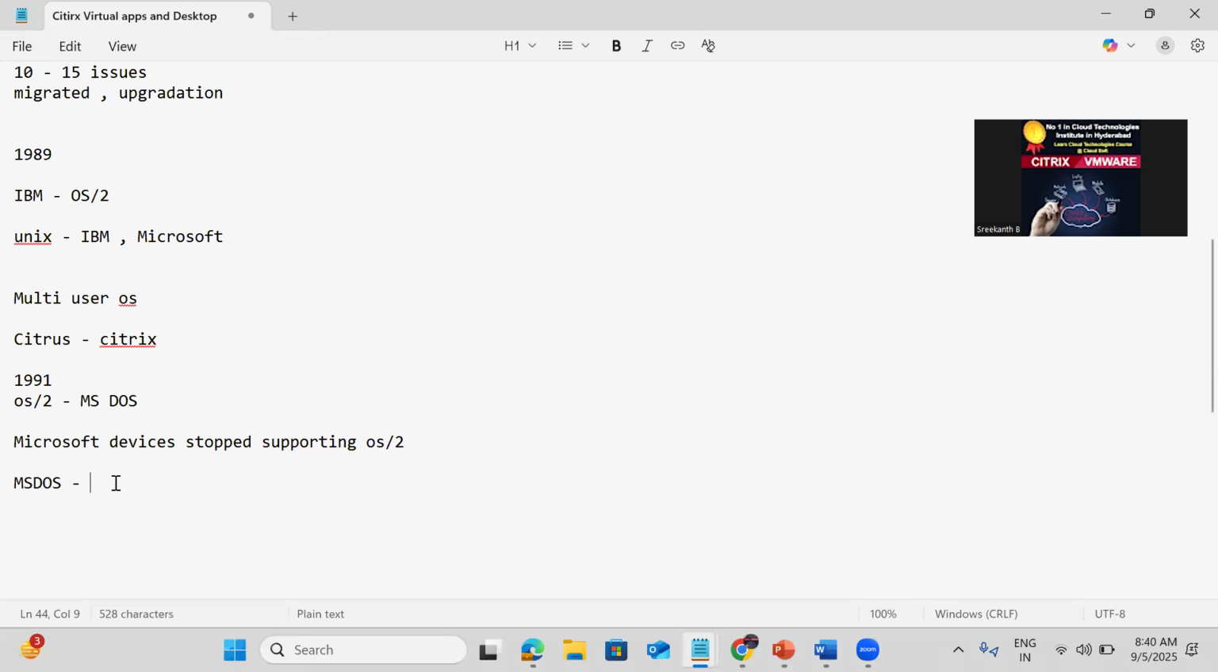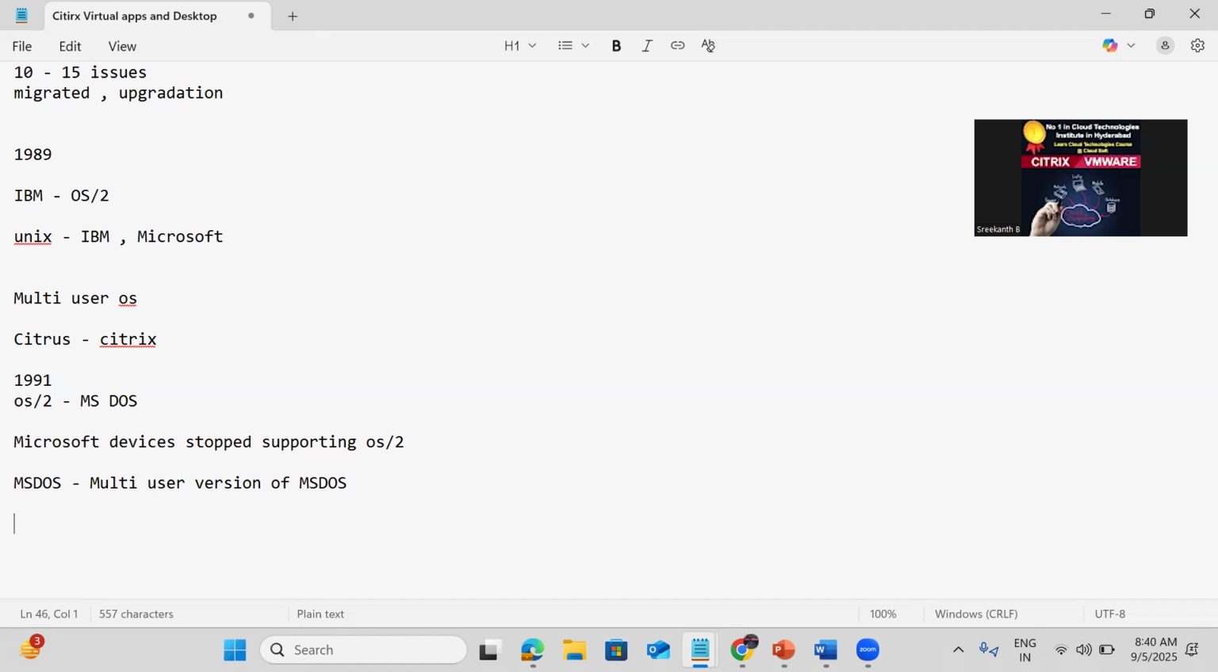Then with MS-DOS, what was the Citrix view? Citrix wanted to make a multi-user version of MS-DOS also. But bad luck, MS-DOS also went out of the market. Today no one is using MS-DOS.